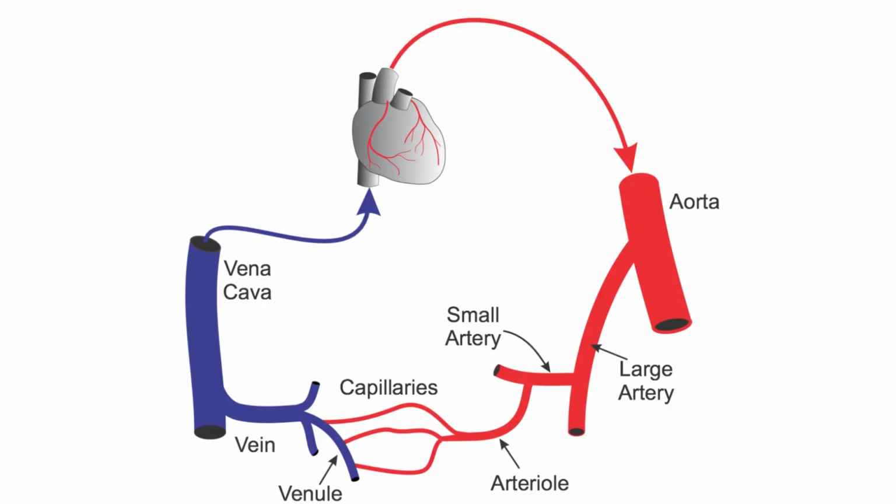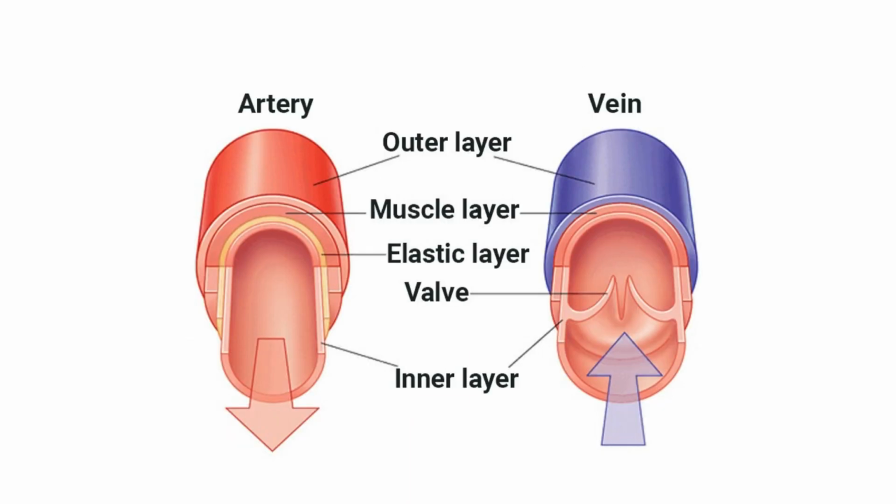The usual route of blood flow is heart to large arteries, smaller arteries, then even smaller arteries, called arterioles, then smallest blood vessels called capillaries, where the exchange of substances takes place. Blood then collects into small veins, called venules, then to larger veins and back to the heart. Arteries and veins essentially serve to conduct blood. Their walls consist of 3 layers.